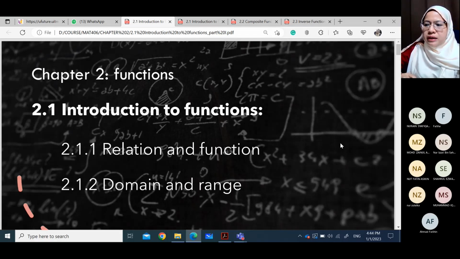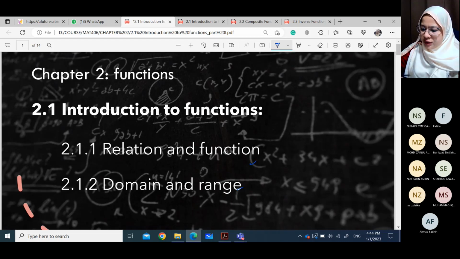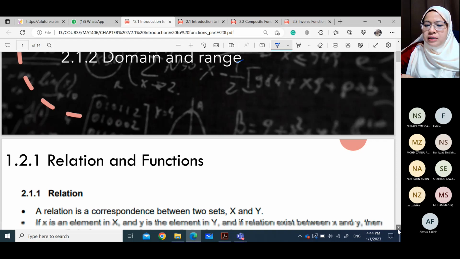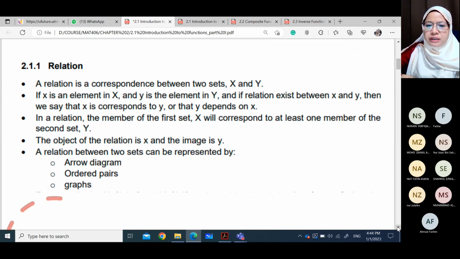Alright, so in this topic, we will discuss relation and function, and domain and range. Okay, so kita tengok yang first, iaitu relation and function. So the first one is about relation.